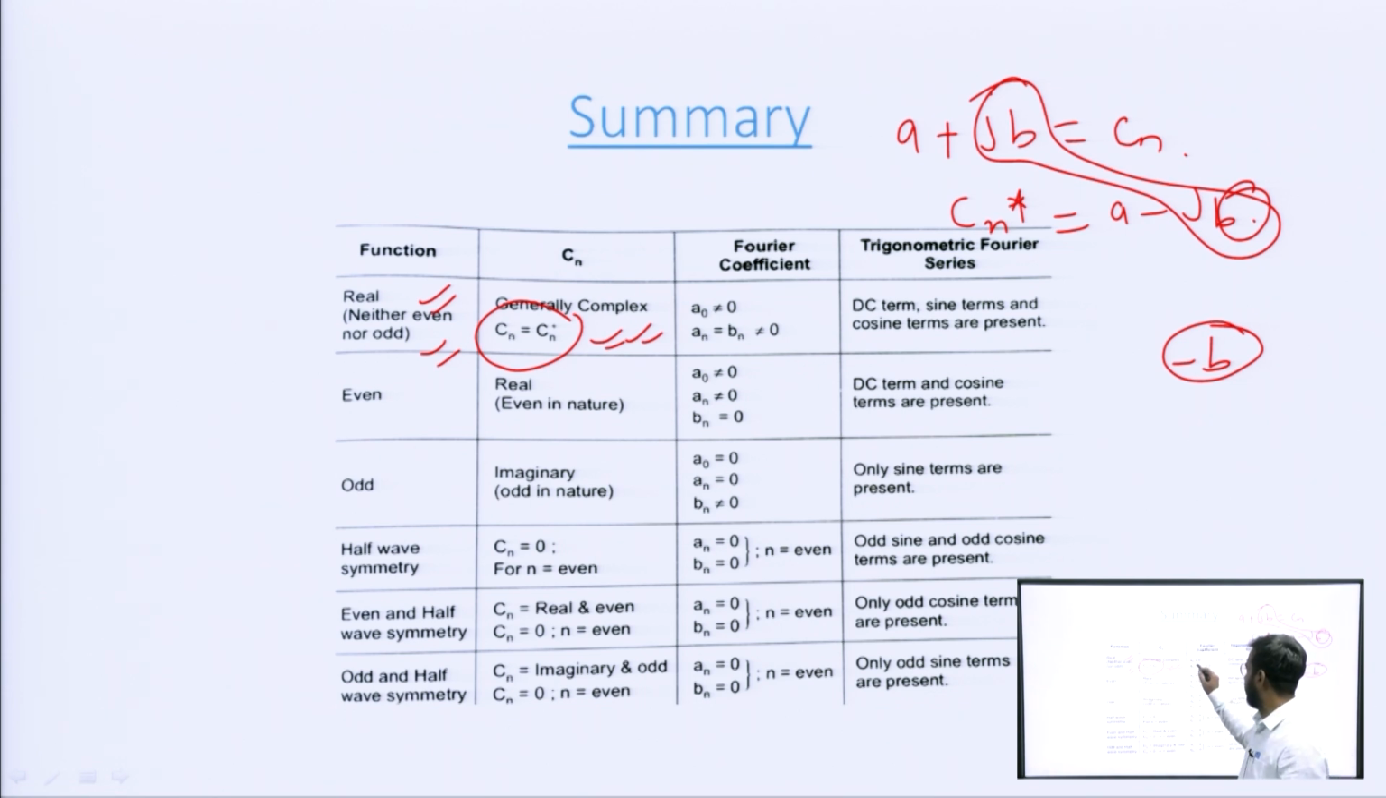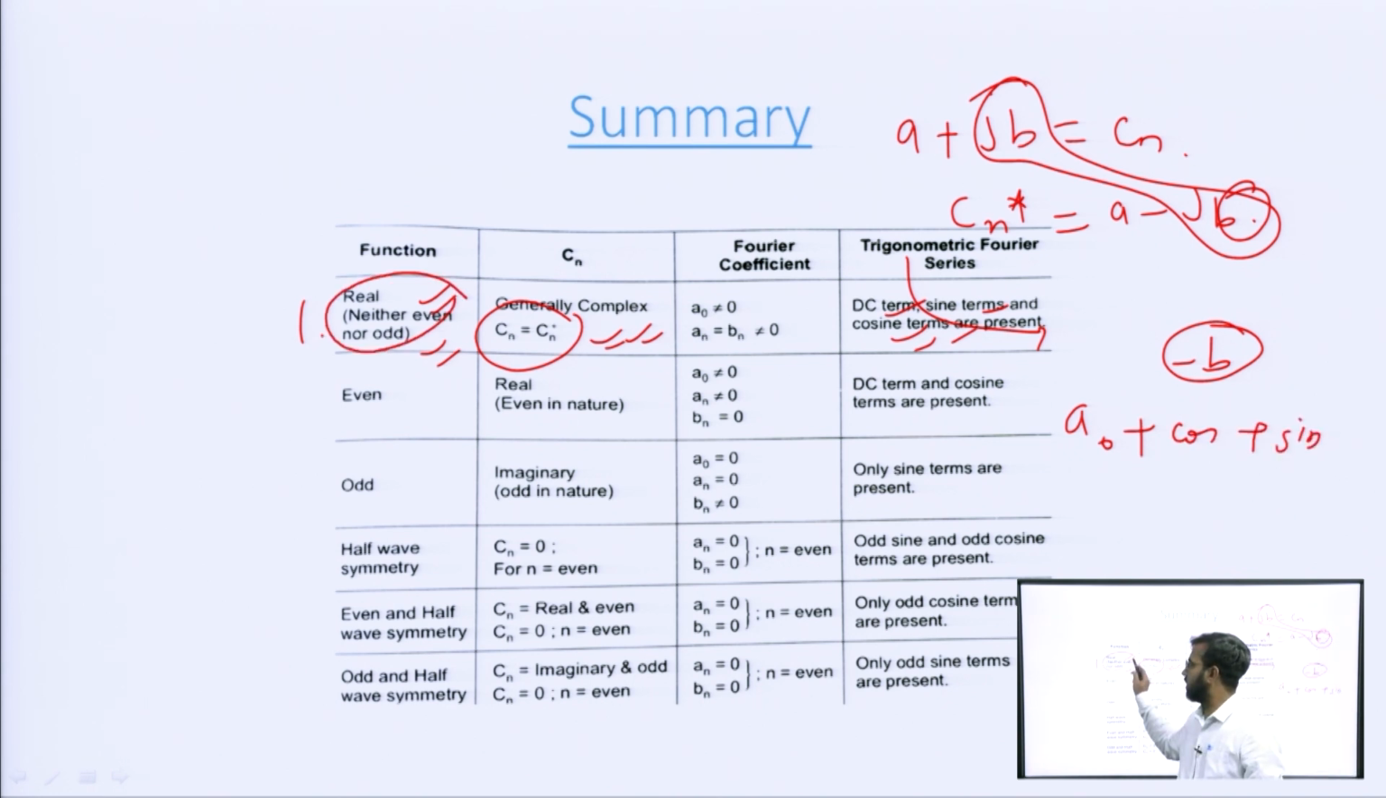So, what we are seeing is the first case. If a function is neither even nor odd, it is a real function with neither odd nor even symmetry, so it will have complex coefficients. That means the trigonometric function will contain the DC term, sine term, all terms will be present. In the trigonometrical form, we have three things: a naught, the cosine term and the sine term. So, when the function is neither even nor odd, we will have all three terms.